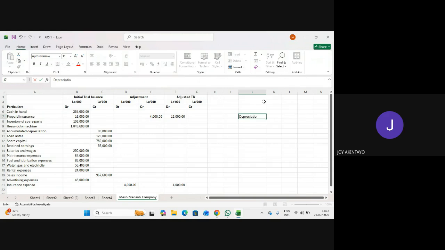The calculation of our annual depreciation is the cost of the equipment minus the residual value. When we get to this, you will learn more. Everything divided by the useful life of the asset.